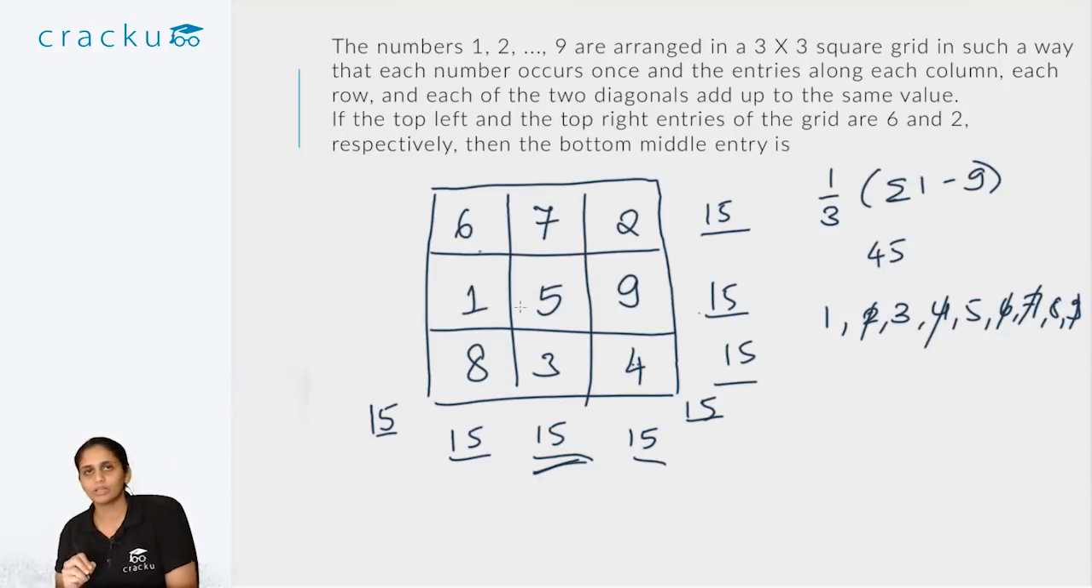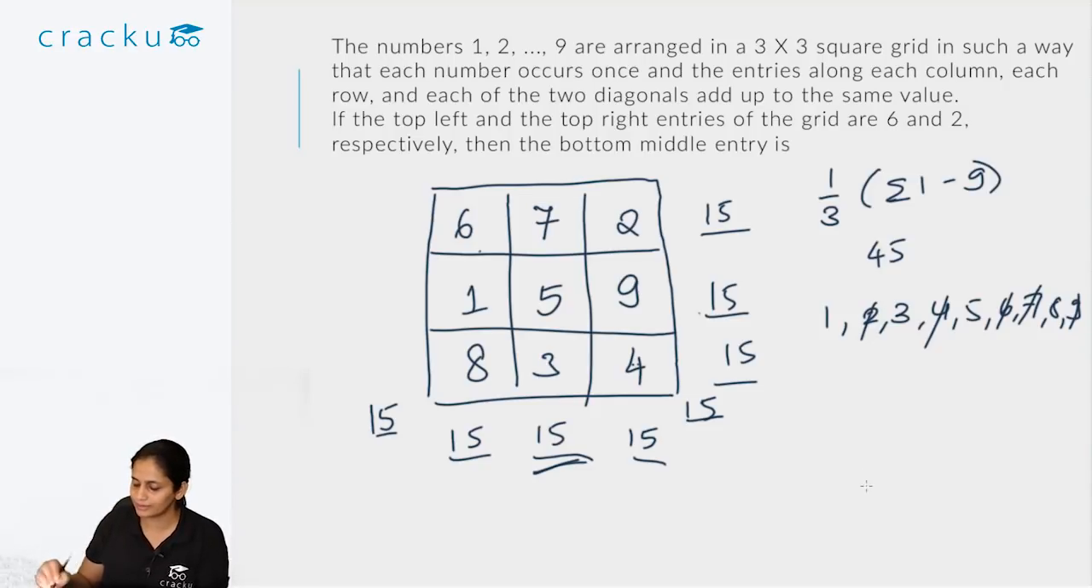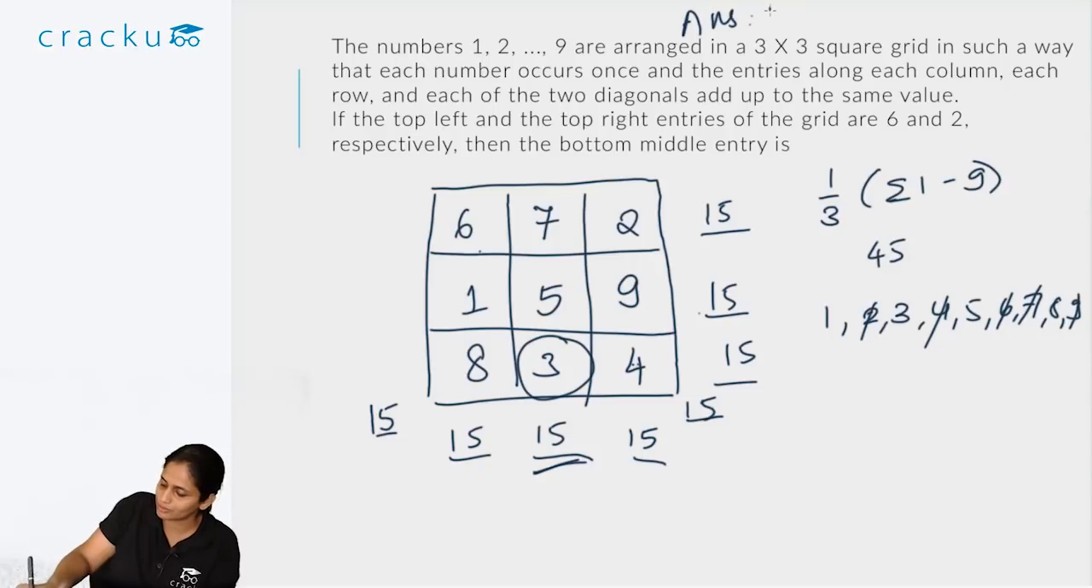So we have placed all the elements from 1 to 9. Therefore, we are asked what is the bottom middle entry. The bottom middle entry is 3. Therefore, the answer to this question is 3.